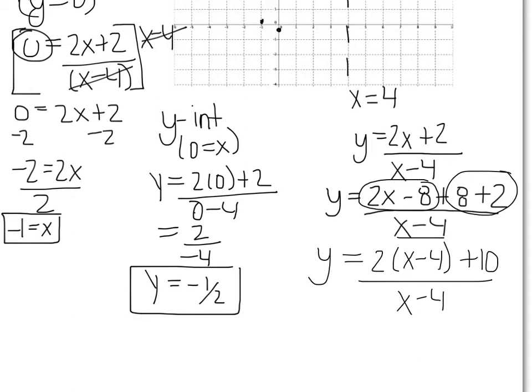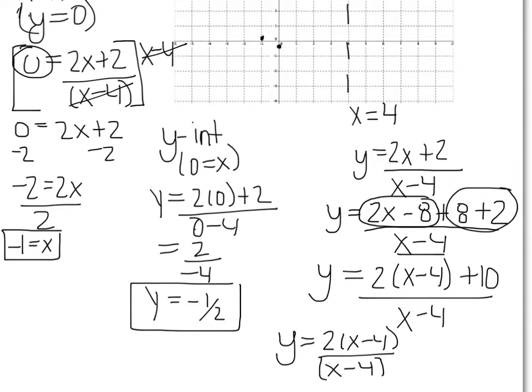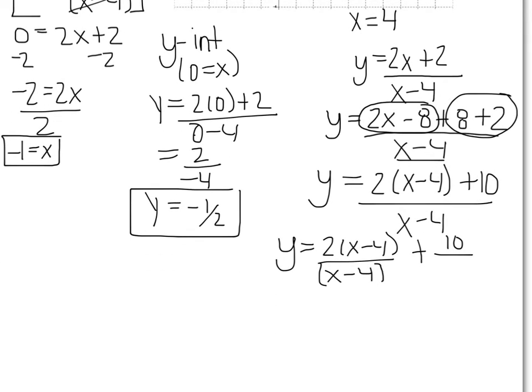I'm now going to split these into two terms. So I'm going to get y equals 2x minus 4 over x minus 4 plus 10 over x minus 4. What you'll see is that this x minus 4 actually crosses off, so I'm left with y equals 2 plus 10 over x minus 4.